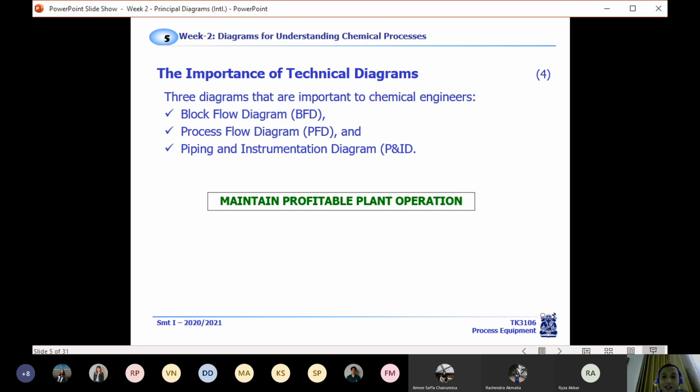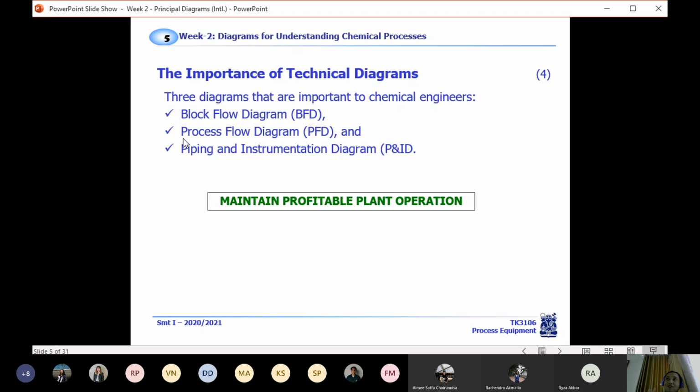Okay, so I will now move to the three flow diagrams that you have to understand in chemical engineering. The first one is the block flow diagram, or BFD. The second one is the process flow diagram, or PFD, and the third one is the piping and instrumentation diagram, or P&ID. These are the three process flow diagrams that you have to understand.